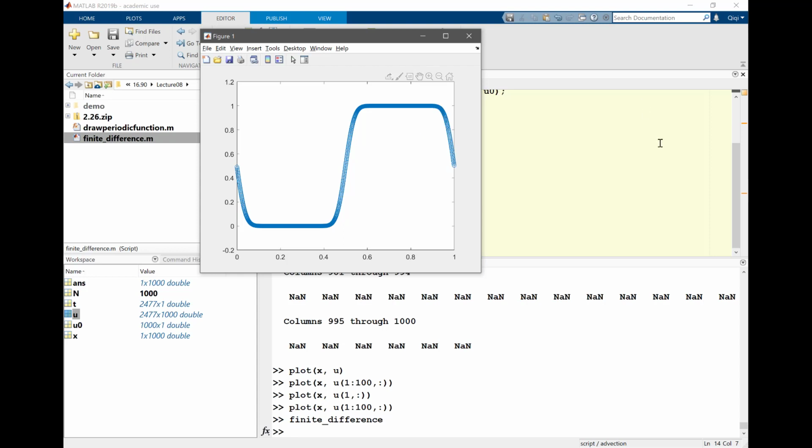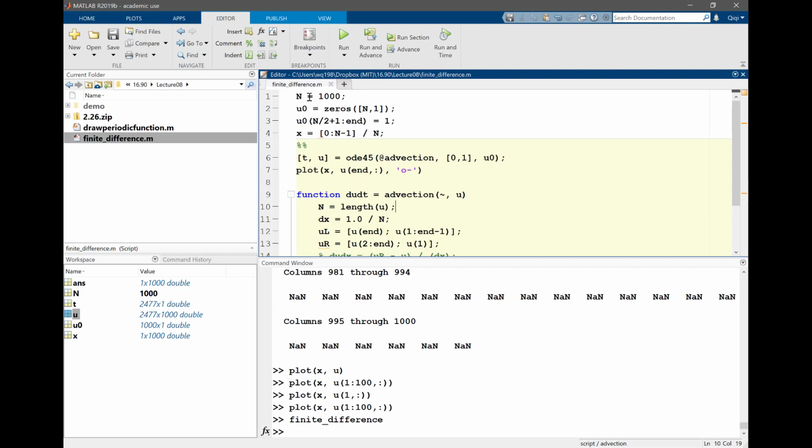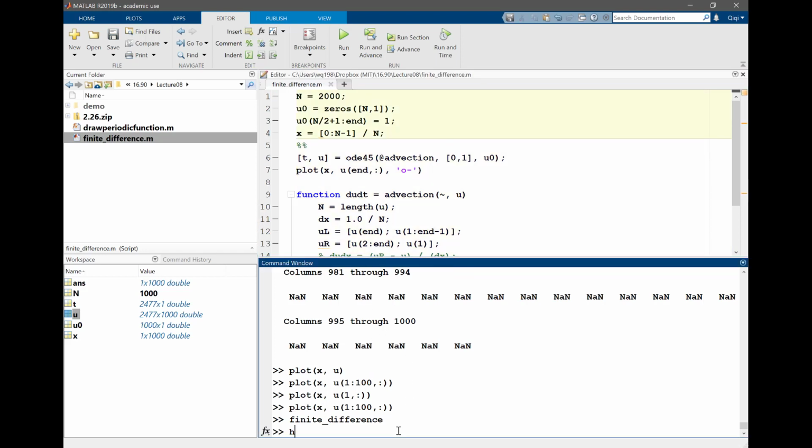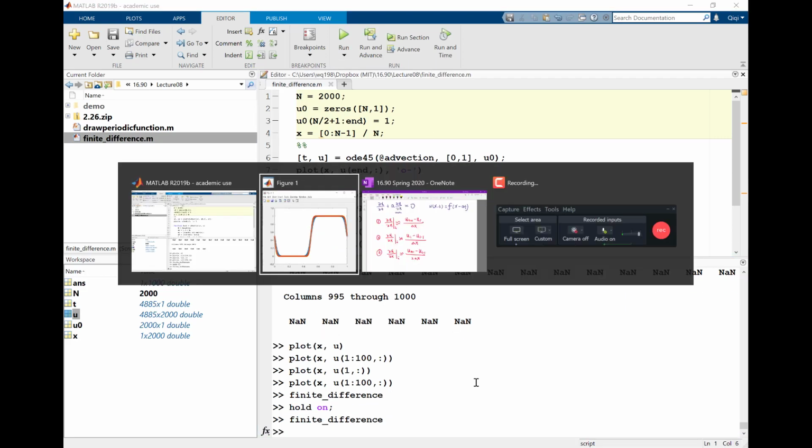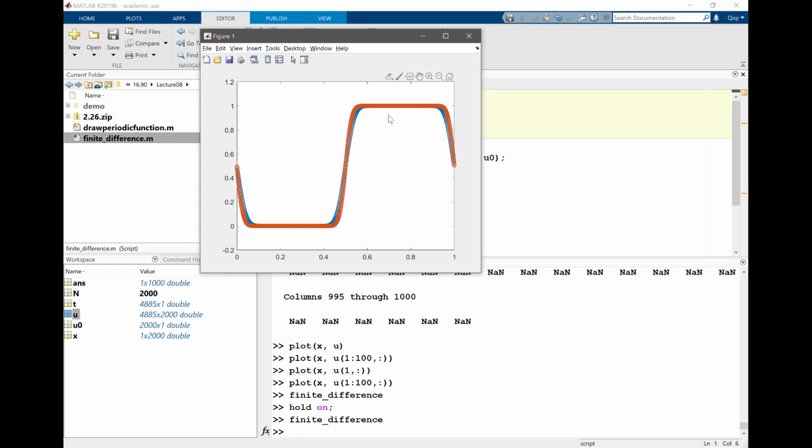And as we can see, if we increase the resolution, for example, to 2000, and if we run it, we expect to have a solution which is the red. Now it's a better approximation of the exact solution, right? The exact solution should have an infinitely sharp step as opposed to a slope. So the red one, which is 2000 grid points, is a better approximation to that.